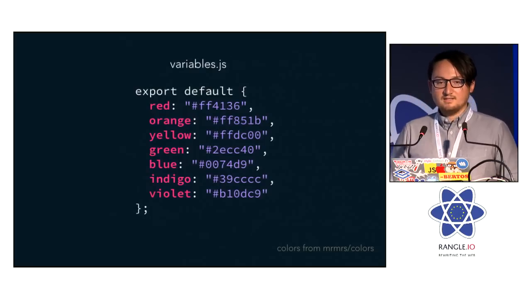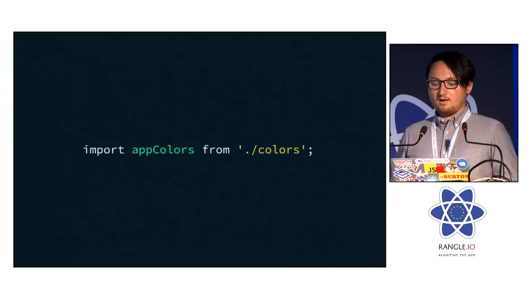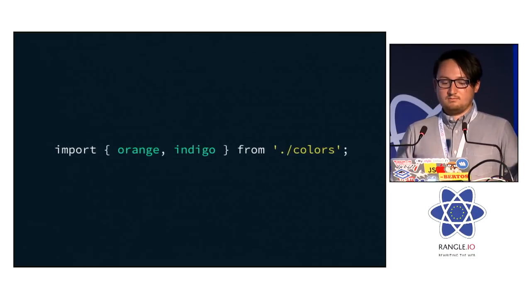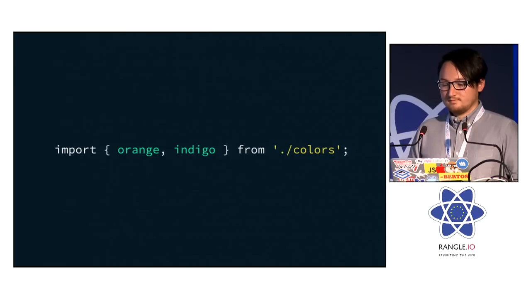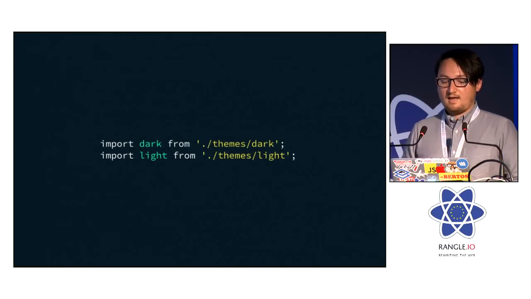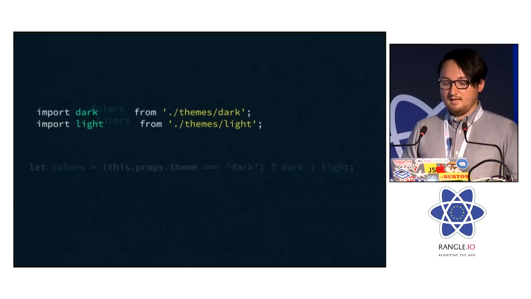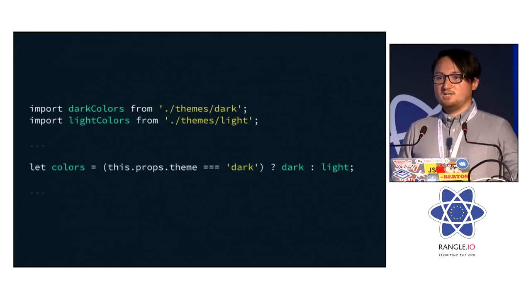And you can just put these in a module here, right? So we'll export that out. And then we can import all of our app colors. Or if we want, we can just import orange and indigo. If we want to theme our component, we can have two sets of colors. We can have a dark module and a light module, import that in, and then just change the colors based on a prop that we have on our component. Super easy.